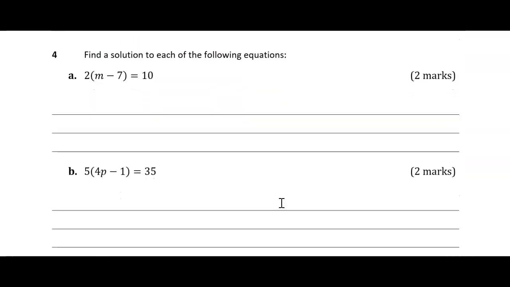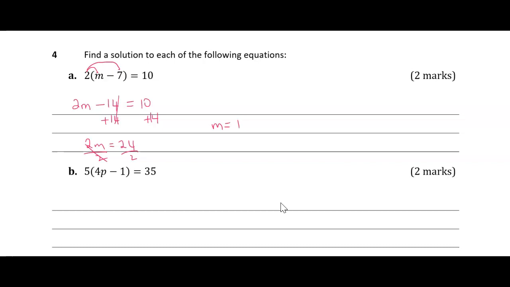All right, question 4, we've got some brackets. So remember, we're just expanding the bracket first. So 2 times m is 2m, and then 2 times -7 is -14. And then it's a simple 2-step equation to solve. So add 14 to both sides. So 2m equals 24, and then we're dividing both sides by 2.